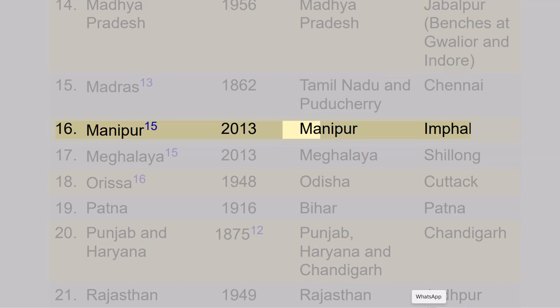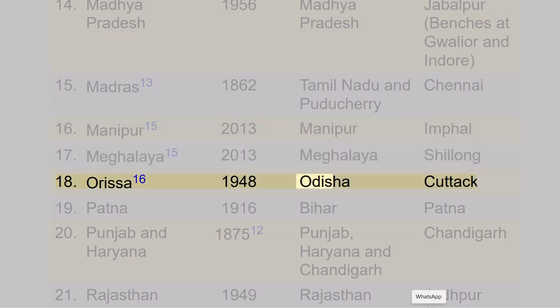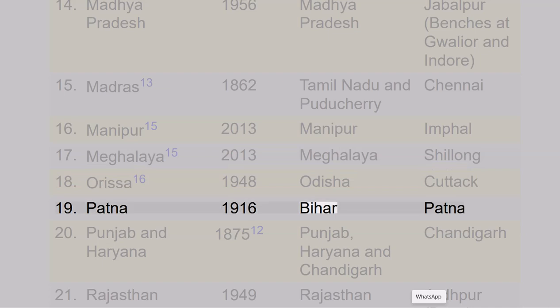16. Manipur, 15, 2013. Manipur, Imphal. 17. Meghalaya, 15, 2013. Meghalaya, Shillong. 18. Orissa, 16, 1948. Odisha, Cuttack. 19. Patna, 1916. Bihar, Patna. 20. Punjab and Haryana, 1875, 12. Punjab, Haryana and Chandigarh, Chandigarh.